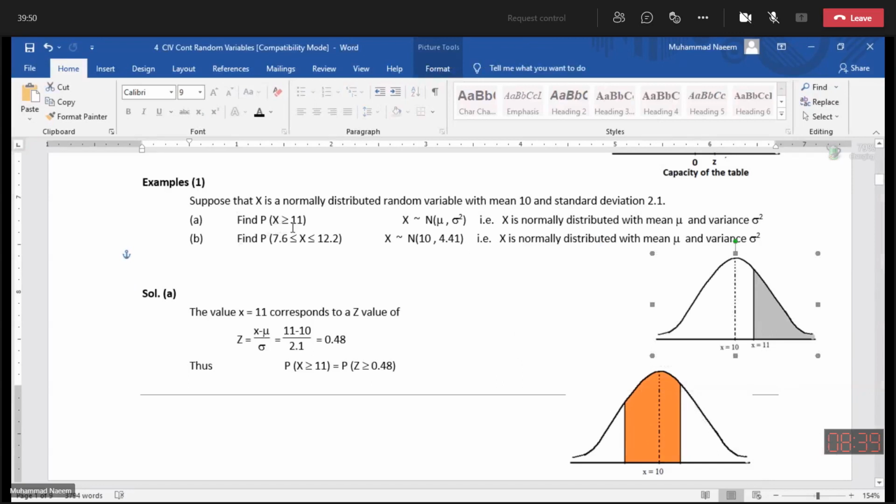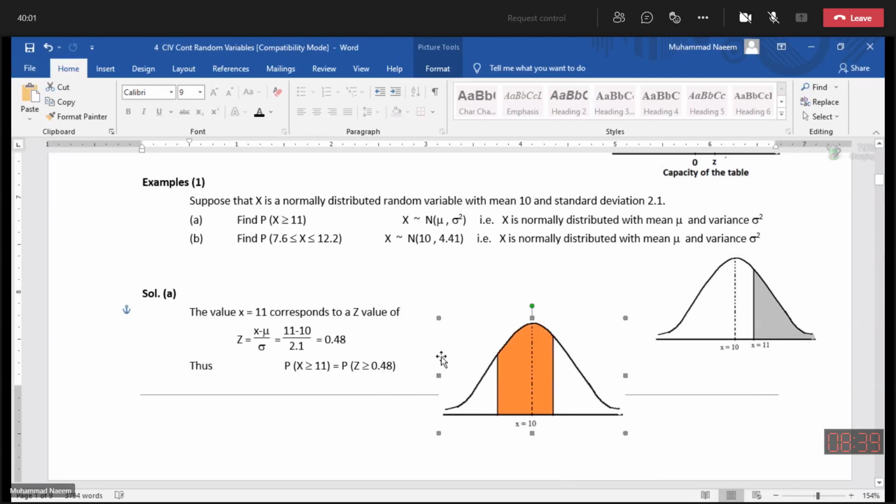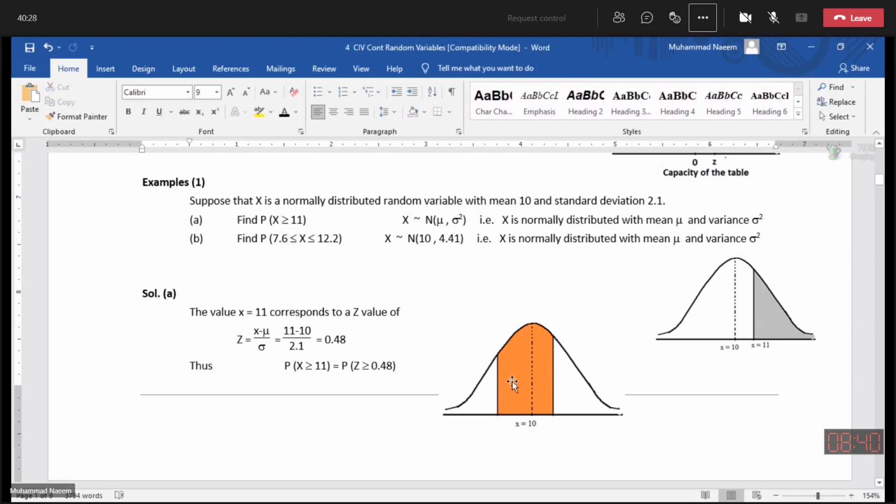The probability for x greater than 11, and in the second part, the probability from 7.6 to 12.2. So first of all, we must draw the curve. This curve is for our first part. We need this shaded area. In the second part, we need the probability from 7.6 to 12.2. Why have we mentioned these points, one on each side?